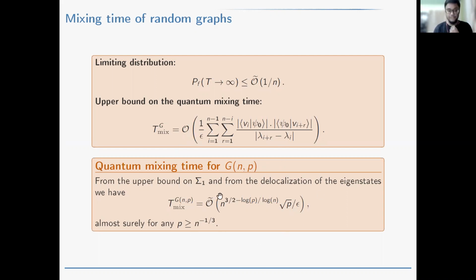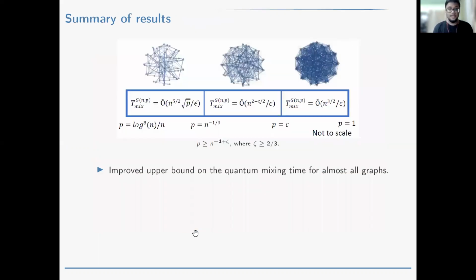Okay, which gives you the full expression for the quantum mixing time. Remember that this holds for any p greater than n to the minus 1/3, because eigenvalue rigidity holds for p greater than n to the minus 1/3. So this summarizes our results. For example, for dense Erdös-Renyi graphs, the mixing time is O tilde of n to the 3/2.